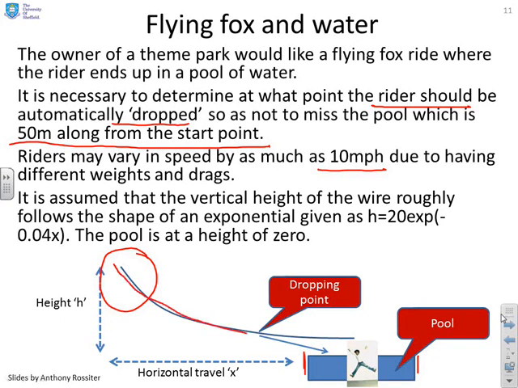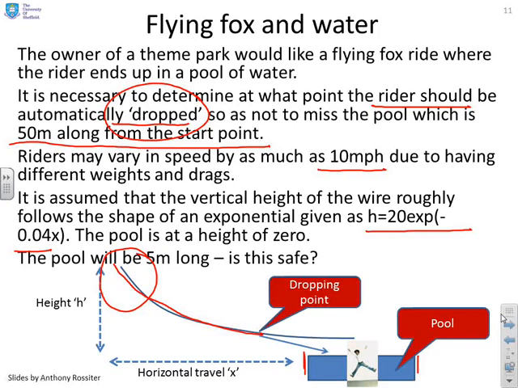this wire here, has a curve which can be represented as h equals 20e to the minus 0.04x, and the pool is at a height of 0. So that's information that you're given. So here's the question now. You've got a problem here. The problem is, where should the rider be dropped? Okay? And you've got lots of information. How are you going to tackle this particular problem?